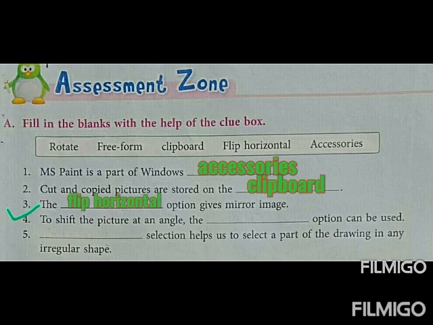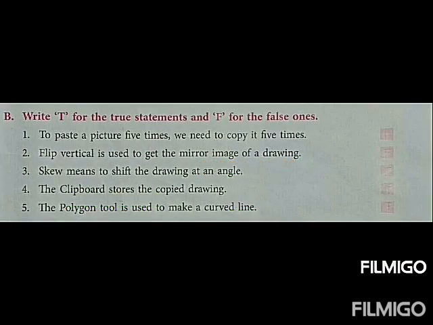Number 4. To shift the picture at an angle, the dash option can be used. So to shift a picture means to rotate a picture. So the first option, rotate, we will write on the blank. Number 5. Dash selection helps us to select a part of the drawing in any irregular shape. So we know that to select a drawing in any shape, we use the free form selection. So we will write free form on the blank. The next question is, write T for the true statements and F for the false ones.